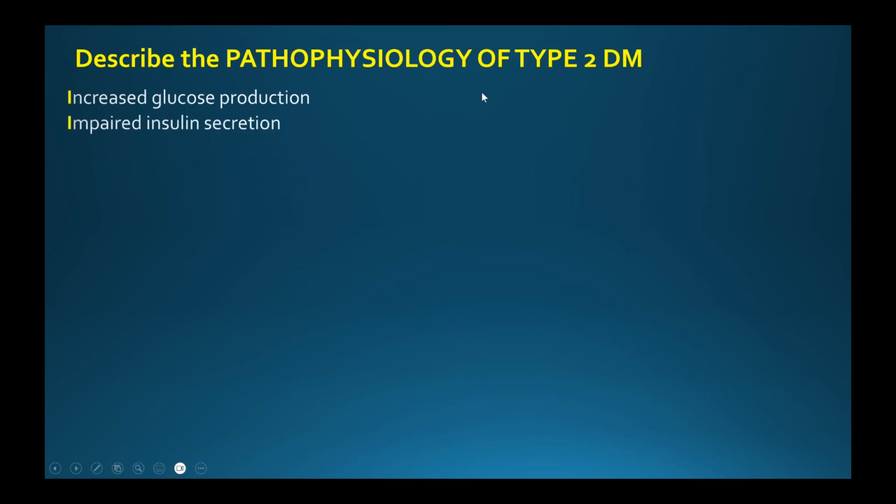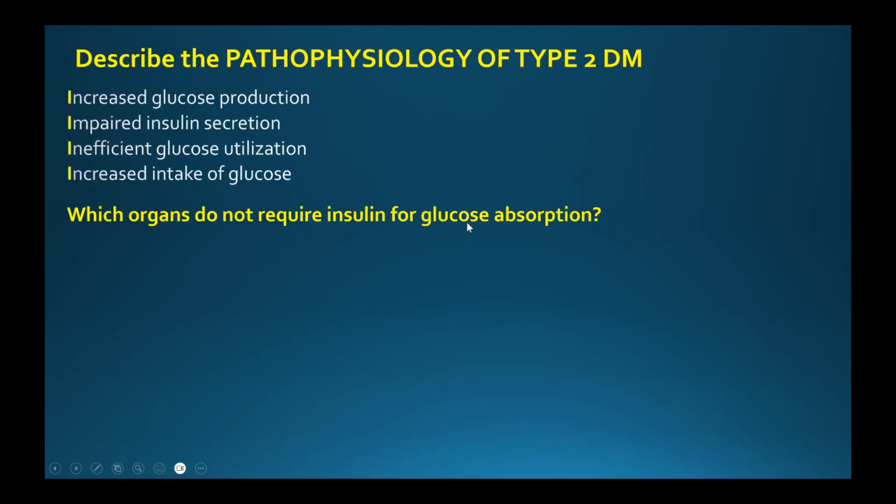And the pathophysiology in type 2 diabetes: there is increased glucose production, impaired insulin secretion, inefficient glucose utilization, increased intake of glucose. Patients also keep on eating glucose, that all leads to type 2 diabetes.